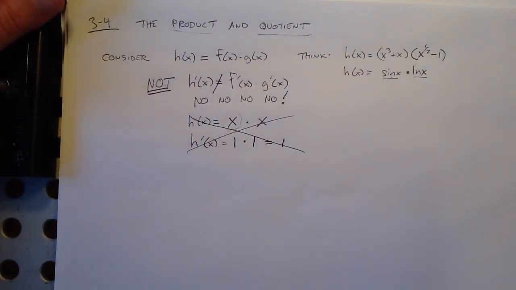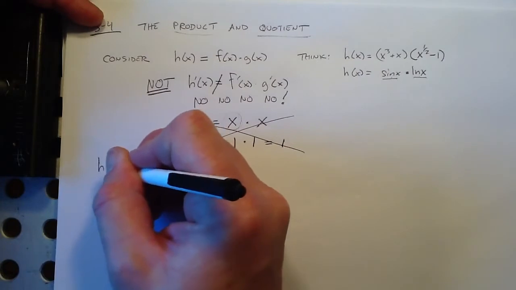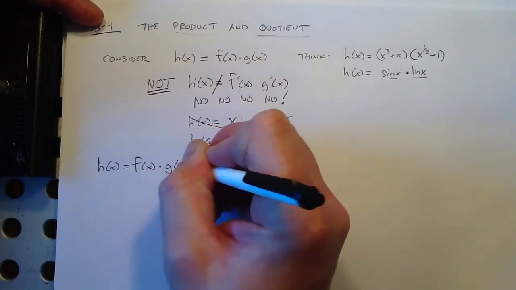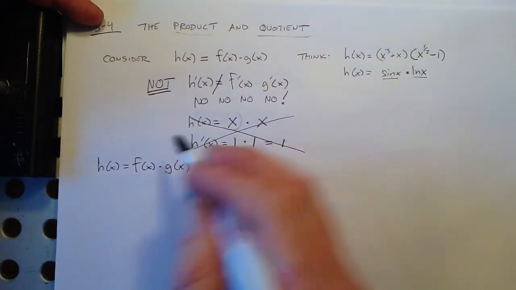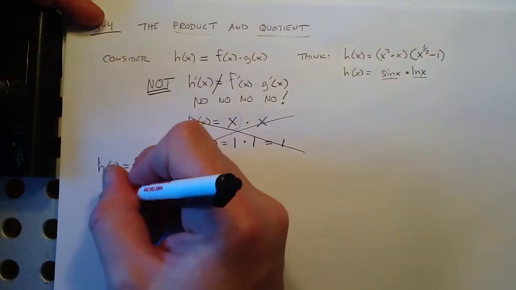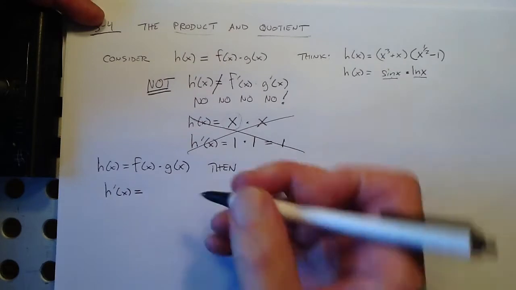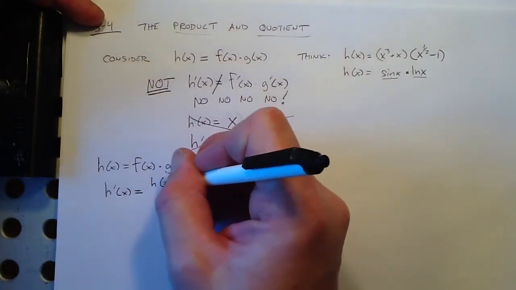And our recourse will always be, when we're trying to tackle some kind of new derivative situation, we always go back to the definition. So, if h of x is equal to f of x times g of x, then I'm just going to use the definition of the derivative. Then h prime of x is equal to, and now I'll write out this step here. It would be like h of x plus h.